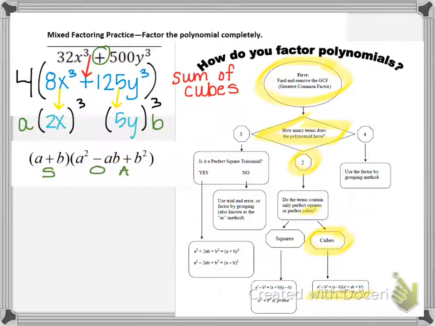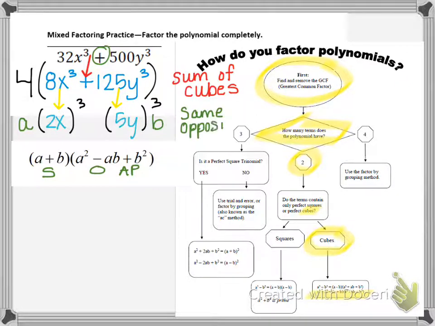When I said SOAP, SOAP is an acronym. It stands for same, opposite, always, positive. And that refers to the signs in the problem. So whatever sign you originally had, in this case we originally had a plus sign, my factorization is going to start with a plus sign. So that's why we start with a plus b. Then we go to the opposite sign. So that's why my second sign in my formula is minus. But then we always end with a positive. So you'll notice both of the formulas end with plus b squared.